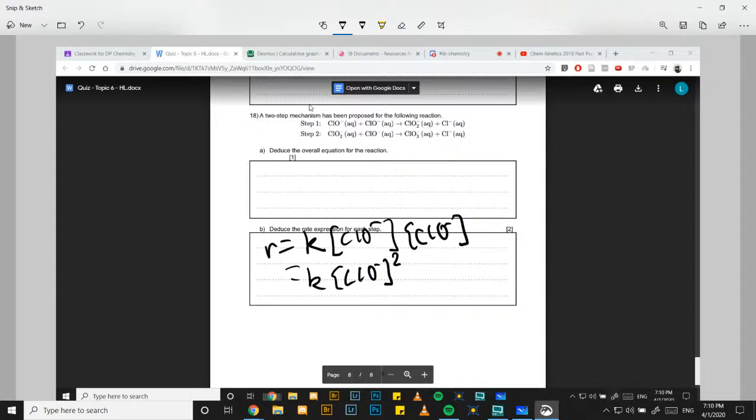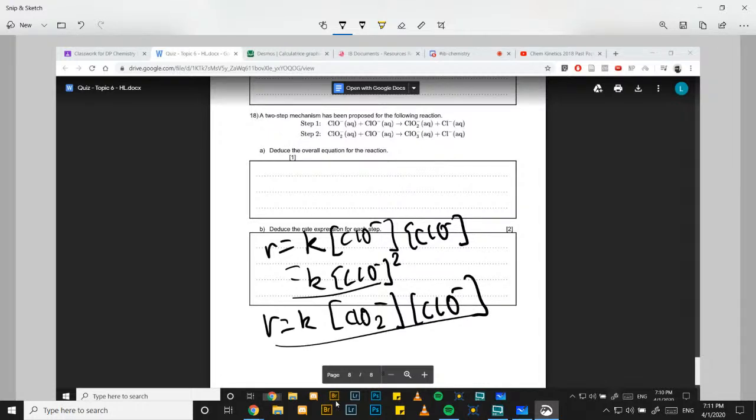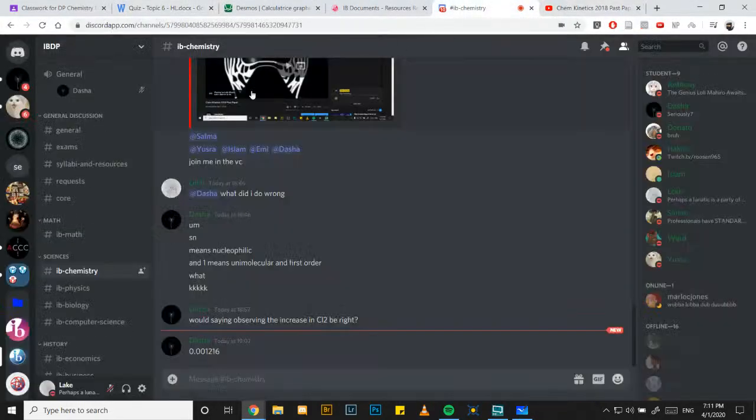If you look at step 2, that's R is equal to k[ClO2 minus][ClO minus], and that's your rate expression for the other one. Looking at reactants, and this is the one for the first one. And those are your marks, 2 marks. That's it. That's the entire paper.